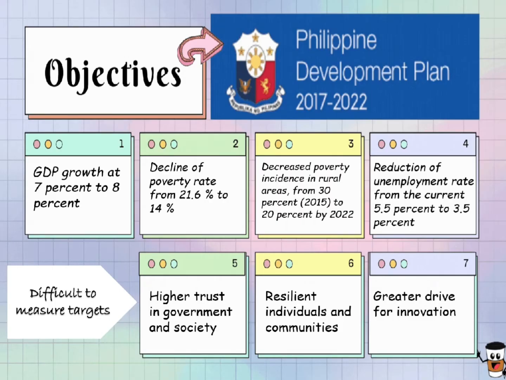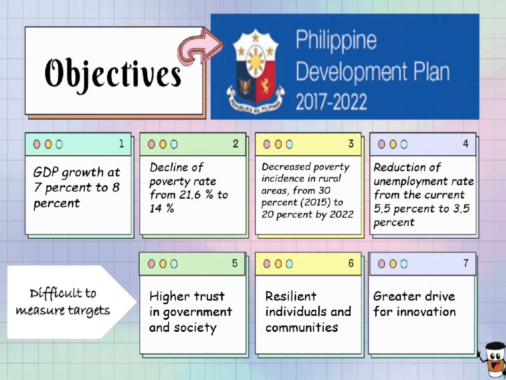For the objective, in line with the PDP Plan 2017 to 2022, first, GDP growth rate at 7% to 8%. GDP is an important indicator of the economic performance of a country. But sadly, for the third quarter of 2020, the Philippines' GDP growth rate is negative 11.5%. Then second is the decline of poverty rate from 21.6% to 14%.